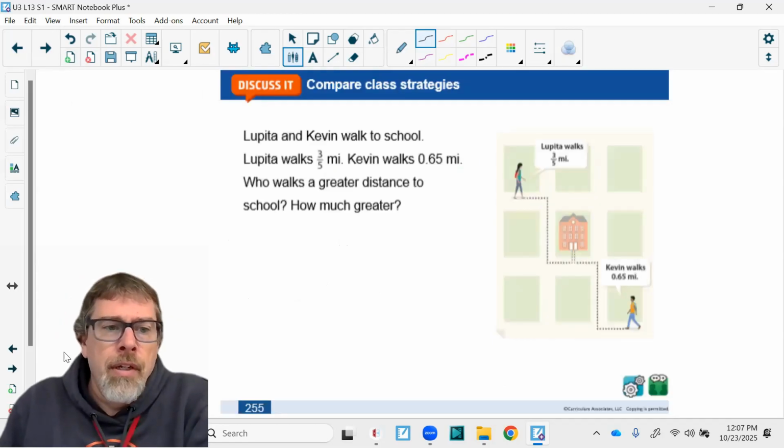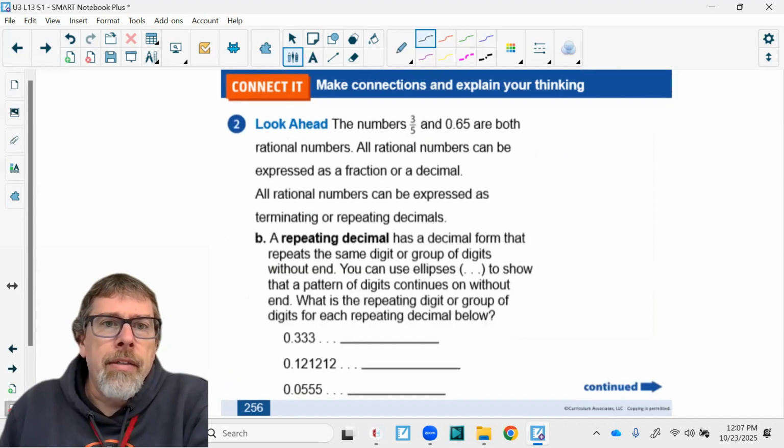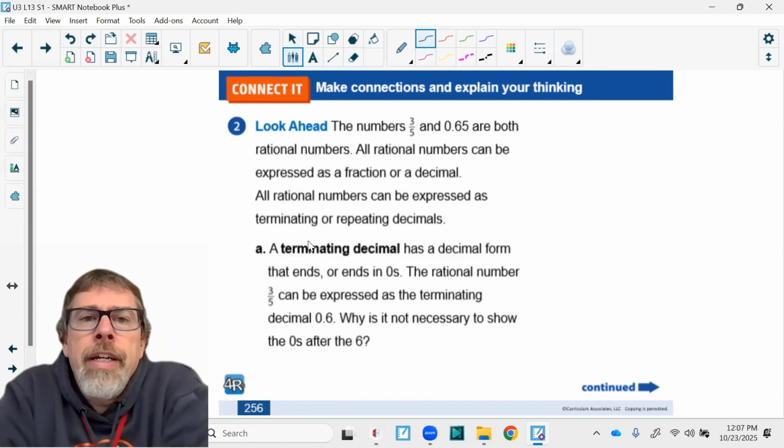This is a duplicate. Let me get rid of it. And let's skip the connecteds. Whoops. Let me undo that. I do want to do part A. So connect it. Looking ahead.